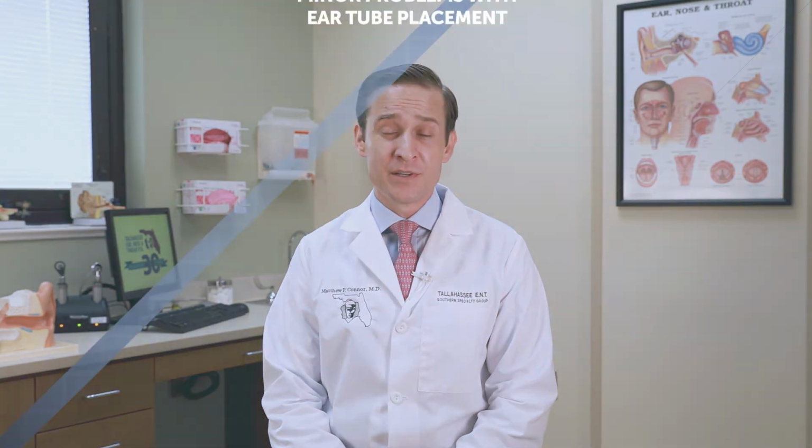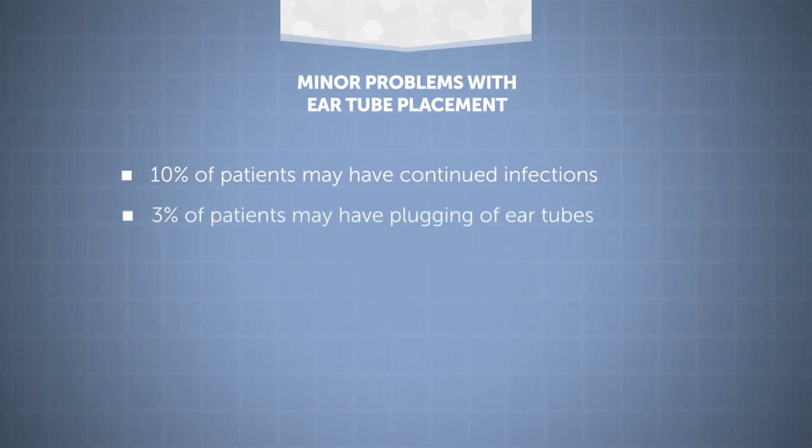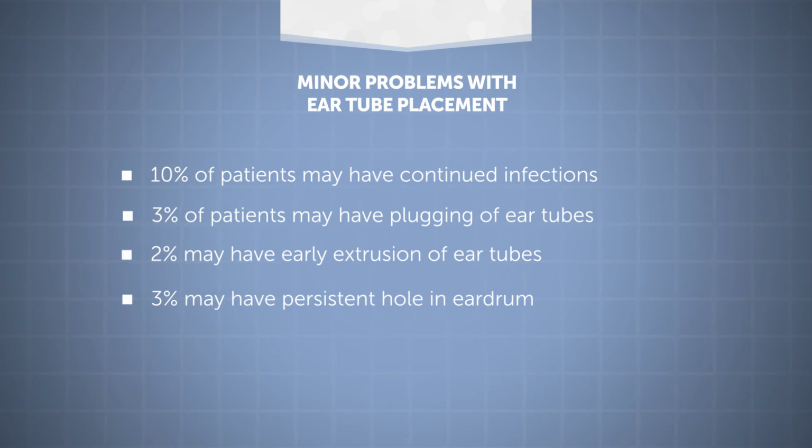Alternatively, the following are the disadvantages to having ear tube placement. There is a 20% chance of some type of problem, mostly minor ones, including 10% of patients will deal with continued infections. 3% of patients may have plugging of the ear tubes. 2% may have early extrusion of the tubes. 3% may have a persistent hole in the eardrum that remains after the tube comes out. And there is about a 20% incidence of repeat tube insertion after the tube comes out, because some children may need more time with tubes before their eustachian tubes will fully develop.